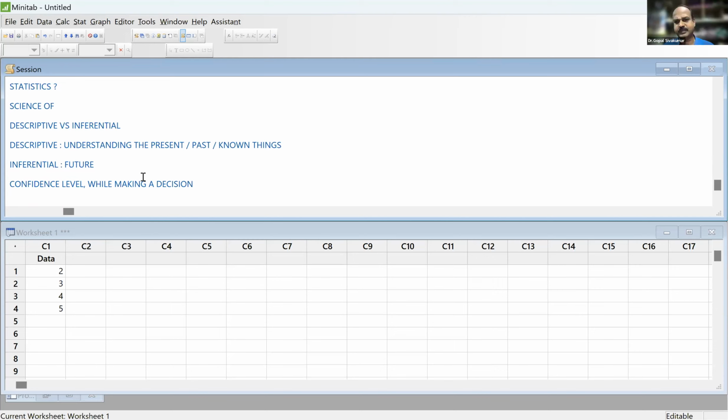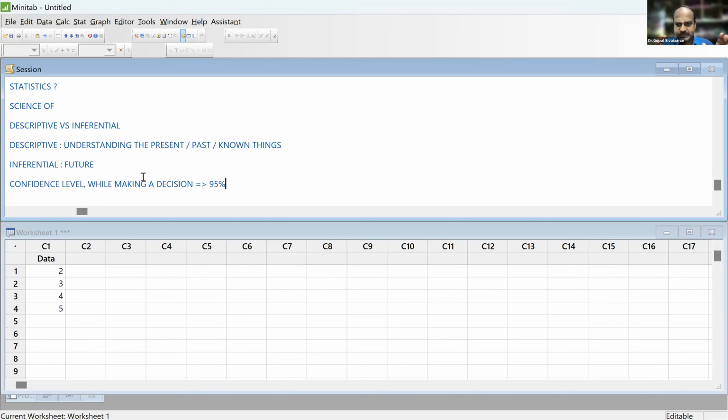Normally a 95% confidence level is required. This is industry practice. Any conclusion I make, I have to achieve at least a confidence level of 95%. This is the reason why we use statistics. This is the reason why we use data.